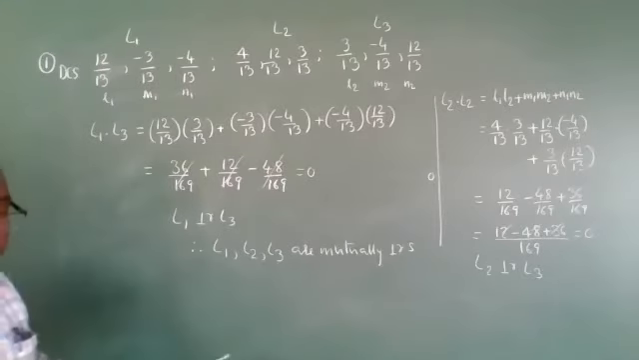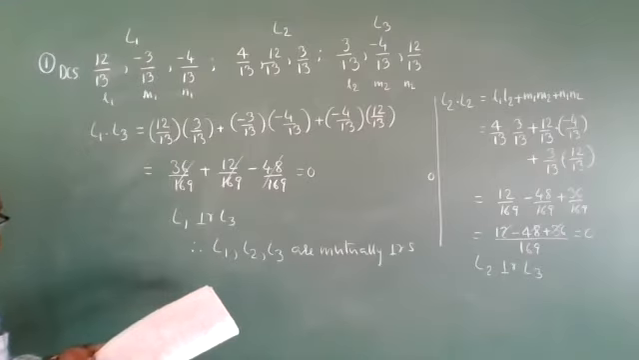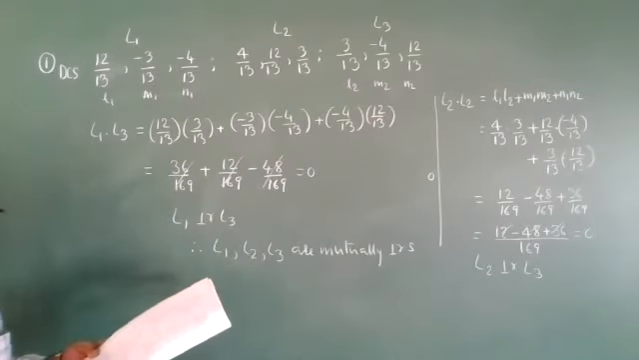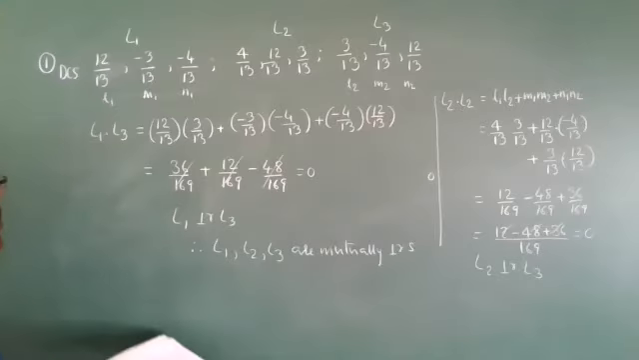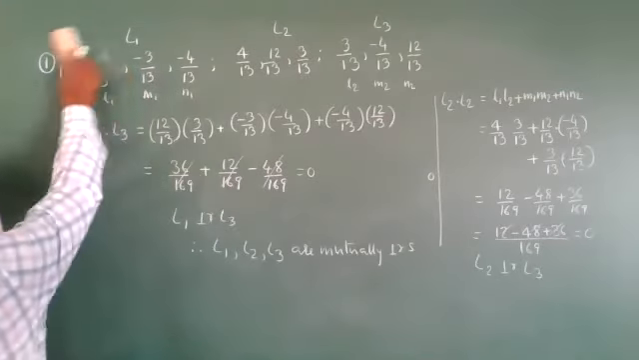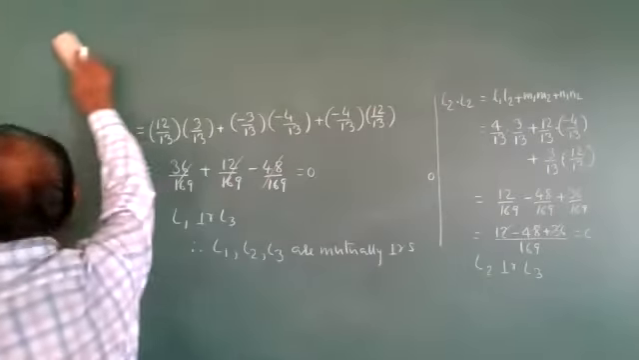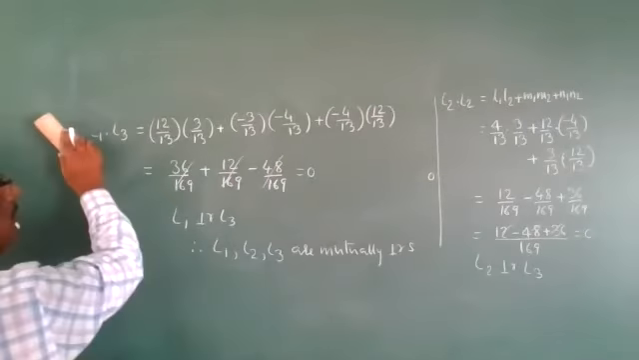Right, second problem. Everyone go through the second problem. Show that the line through the points is perpendicular to the line through the other points. Two lines are given, and we have to show that they are perpendicular. So everyone see, one line is passing through the points.